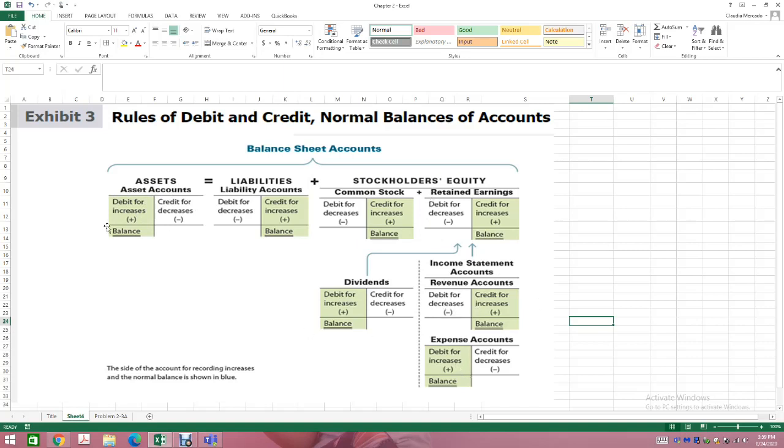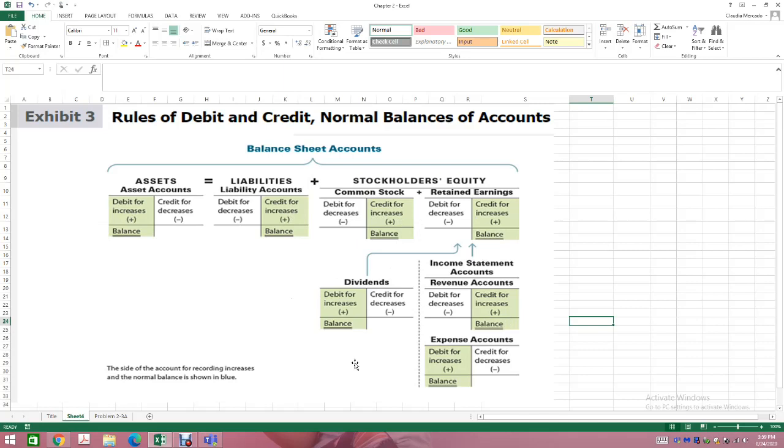So just know that assets should have a debit balance. Liability should always have a credit balance. Common stock should always have a credit balance. Retained earnings should always have a credit balance. Dividends should always have a debit balance. Revenue accounts should have a credit balance, and expense accounts should have a debit balance. Now you will have transactions posted on the opposite side depending on what the transaction is. But normally the transaction should be hitting the normal balance of the accounts.